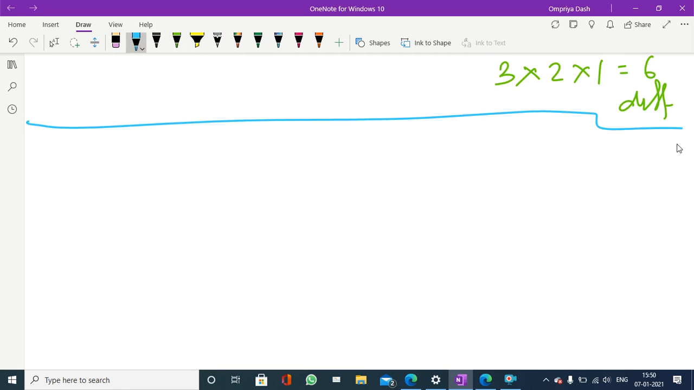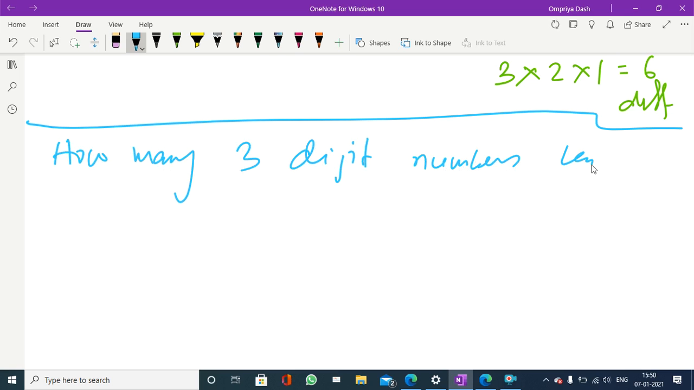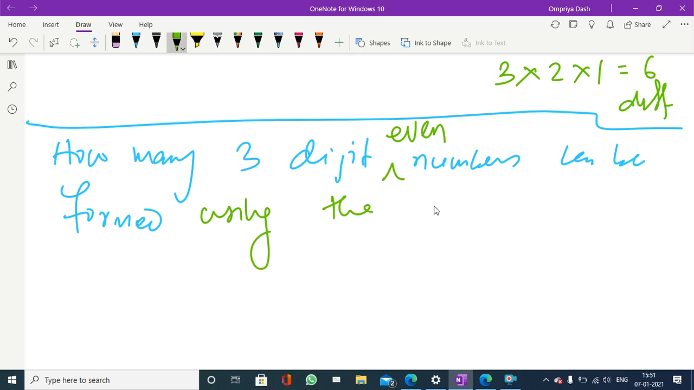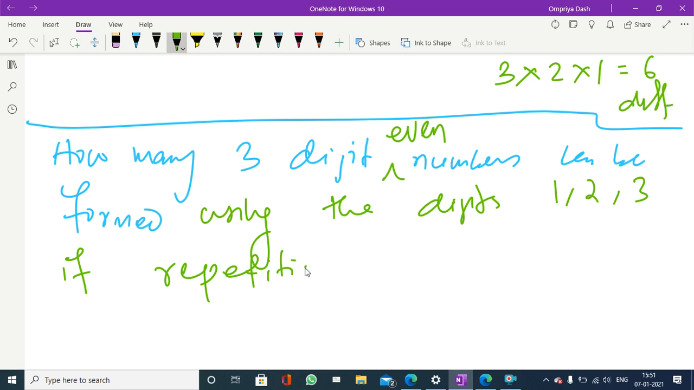And let's do a different type of question. Now the question is, how many 3-digit numbers can be formed? Well, let me just bring a twist to the question. How many 3-digit even numbers can be formed using the digits 1, 2, 3 if repetition is not allowed? If repetition of digits is not allowed.